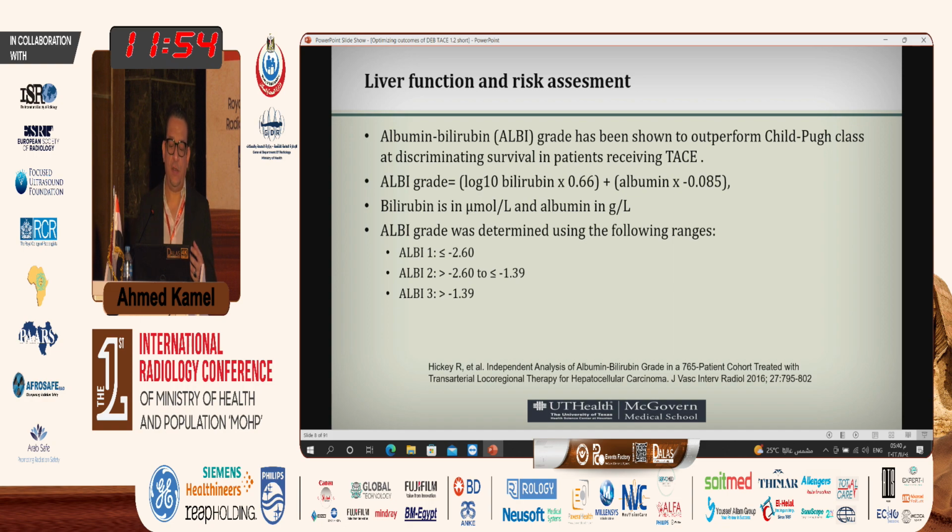And you put these values in this sophisticated equation. There are websites now that calculate that automatically for you. And the result is always in the negative. And the more negative it is, that means the patient actually has a better preserved liver function. So there is ALBI1, 2, and 3. And as you can see, ALBI1, which has better outcomes, is more negative than ALBI3.